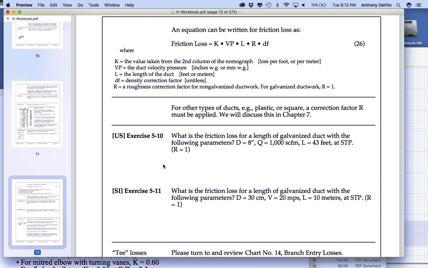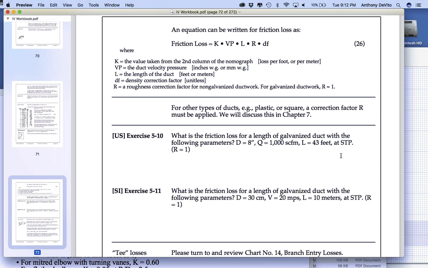What is the friction loss for a length of galvanized duct with the following parameters? The diameter equals 8 inches. Q, the volume of air that has to flow through it, is 1,000 cubic feet per minute. L, the length, is 43 feet at standard temperature and pressure. R is equal to 1.